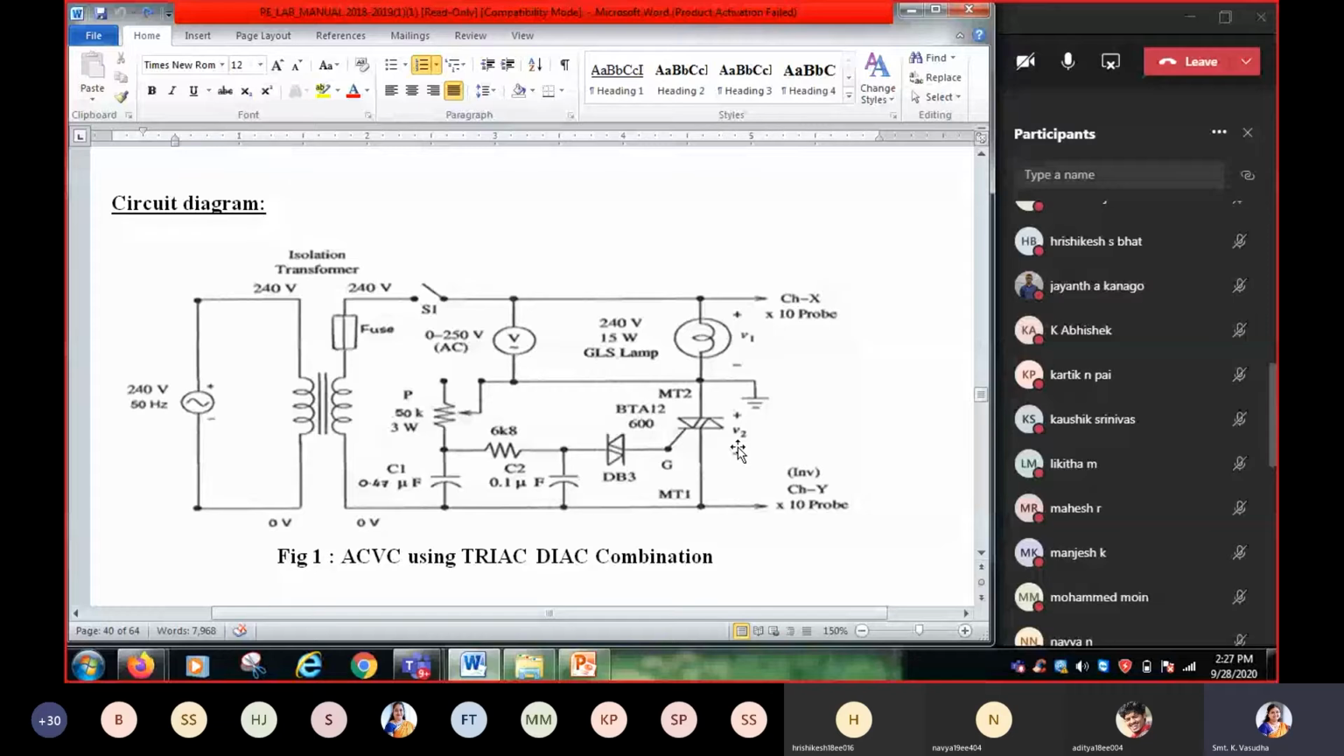Yes, ma'am. Okay, this is your circuit. I want you to simulate it and show it for the next lab. Okay, ma'am. Monday. I didn't use diac and triac. I used diode and diac along with SCR. Now I want you to simulate this circuit.